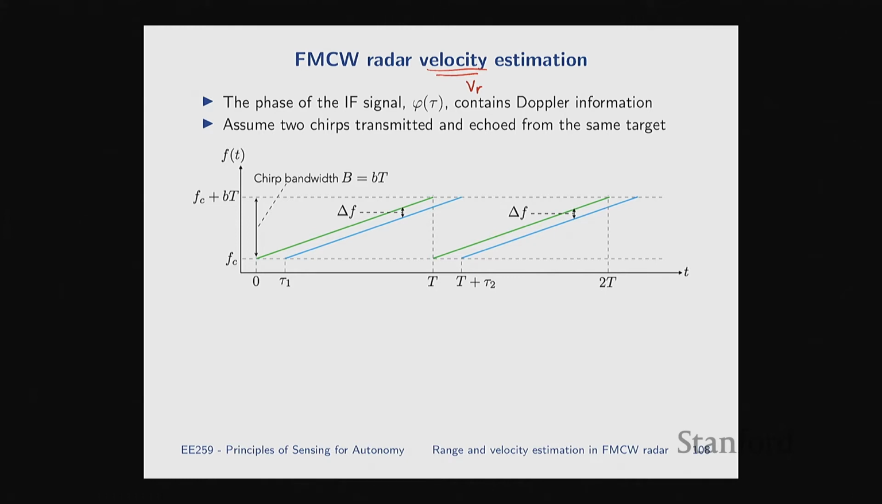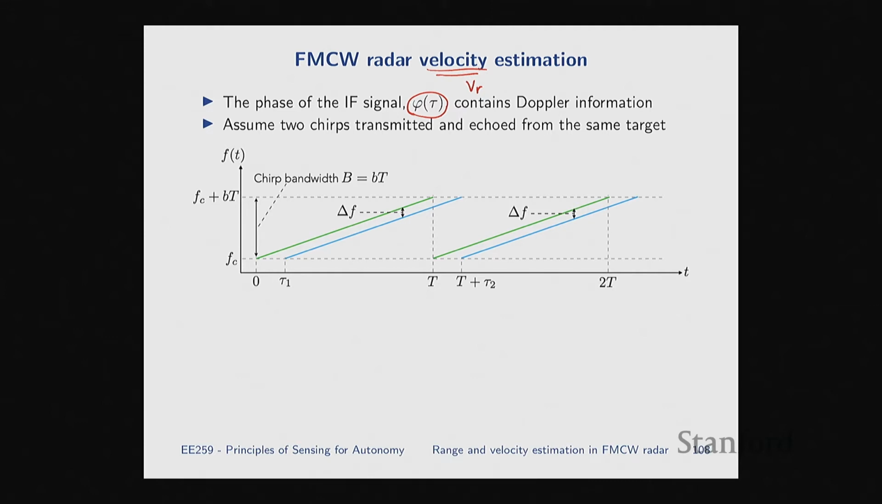So it's not going to give us the full velocity vector of the target. It will only give us the component that's projected to the radial direction. Still extremely useful, right? But that's an important thing to know, that the velocity that you get is just a radial velocity. Okay, as I told you, that's where this phase term phi of tau becomes very important, because this does contain Doppler information in it.